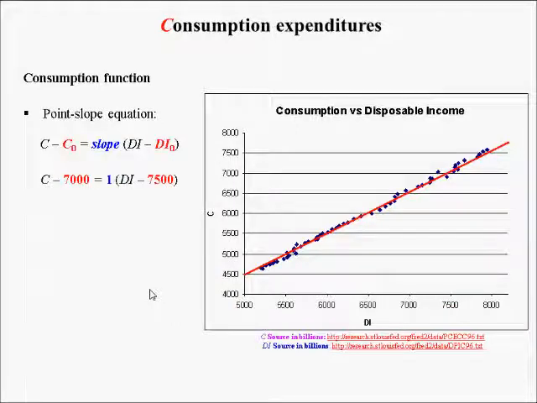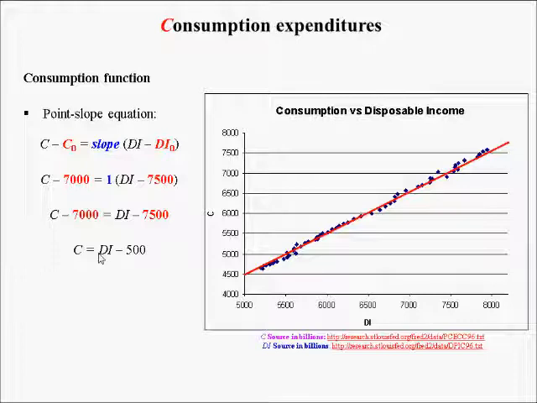So the point-slope equation is this. We have C minus C0 equal to the slope times disposable income minus disposable income at one of our points. Well, the point we pick is the one corresponding to the one up here, the higher one. So at this point, it looks like consumption is 7,000 and disposable income is 7,500. And remember, the slope was 1. So doing arithmetic, the consumption function is just equal to DI minus 500.